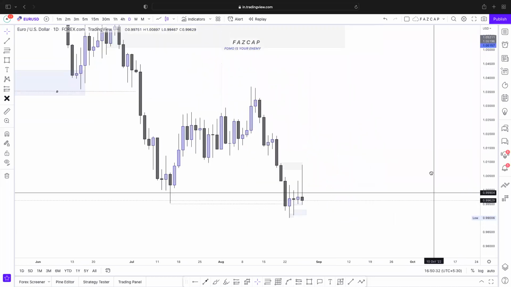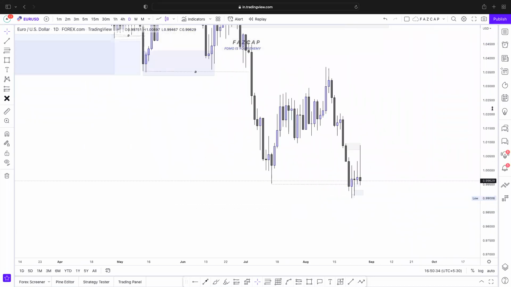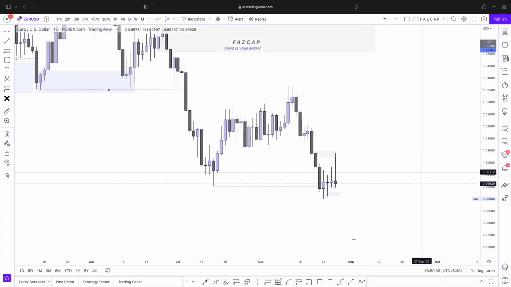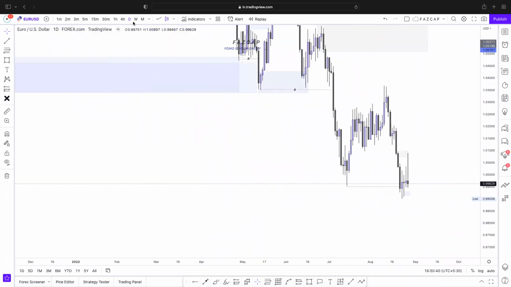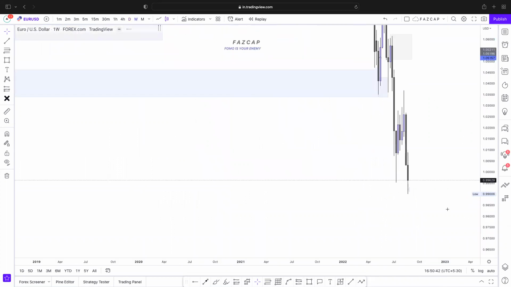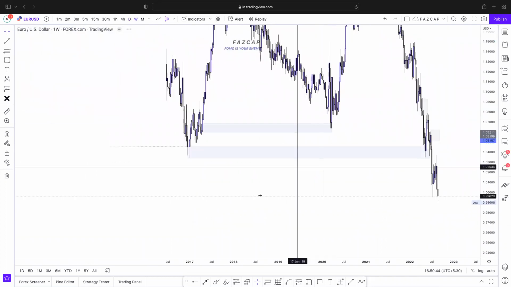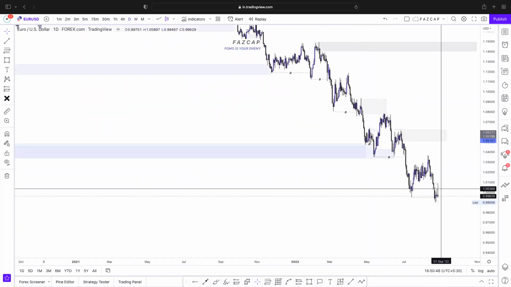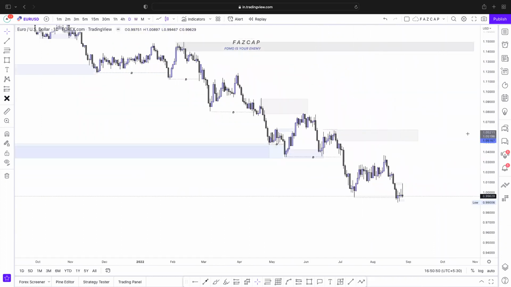So as I was telling you, on Euro USD, first of all, let's go to the weekly and see what's happening. We can see that market has taken this low out and market is just still melting. Market is just still melting down.